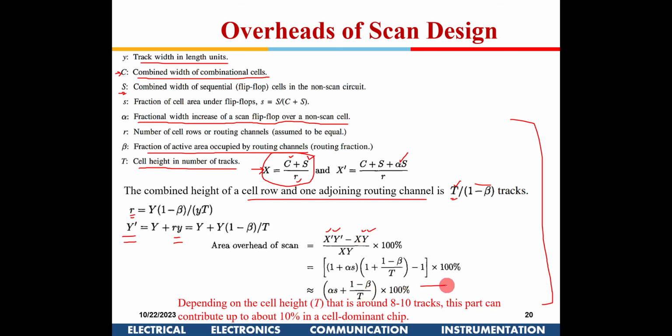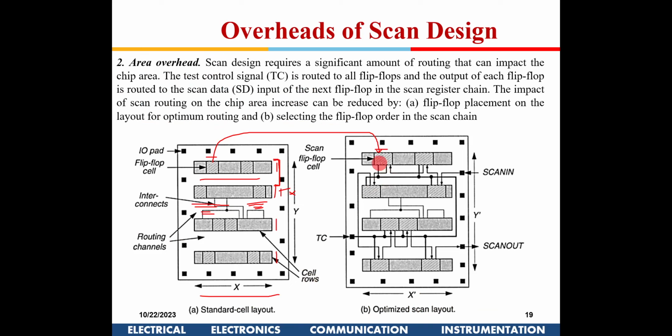This is not important from your exam point of view. The only takeaway from this slide should be that there will be some additional tracks required, and that can contribute to some additional area. Up to 10% area increase can be there because of two things. One, these flip-flops will occupy slightly more area. Second, the track area also will increase, because additional routing will be required to interconnect these flip-flops.